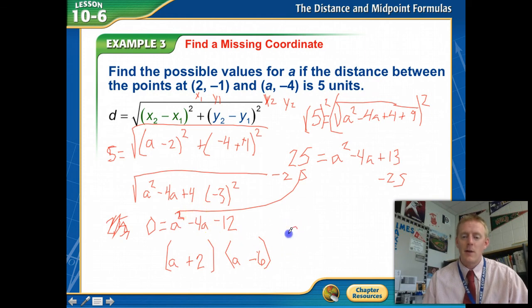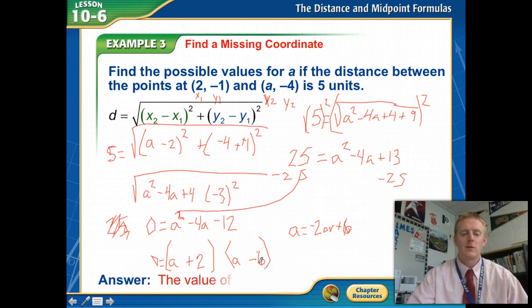So that means that my a is going to be equal to a negative 2 or a positive 6, because we set both of these equal to 0. A plus 2 equals 0, and a minus 6 equals 0. So those are our two solutions.